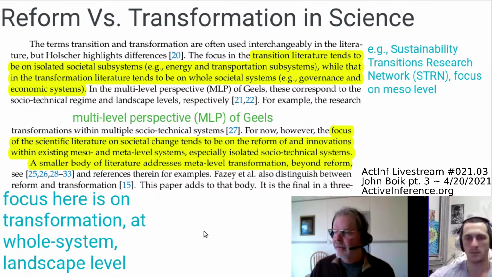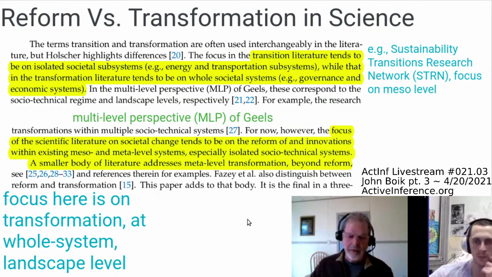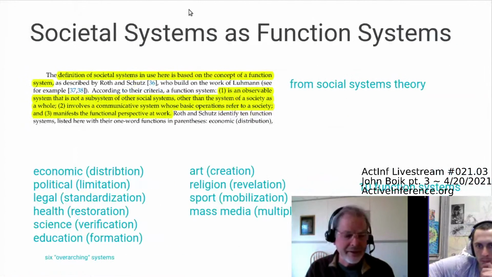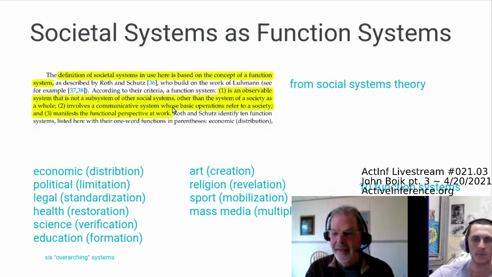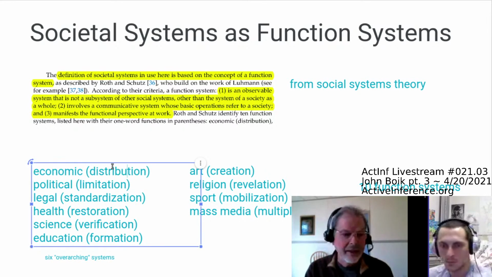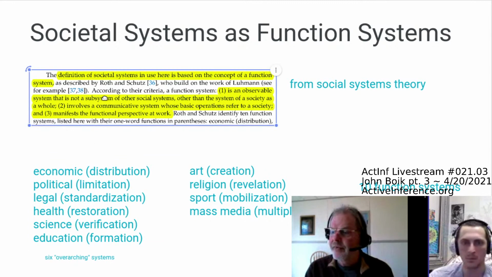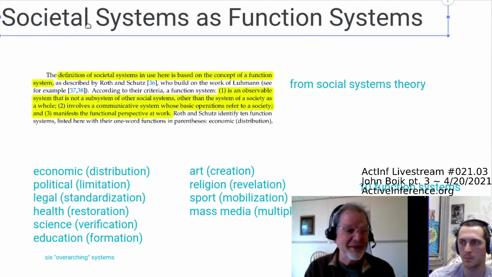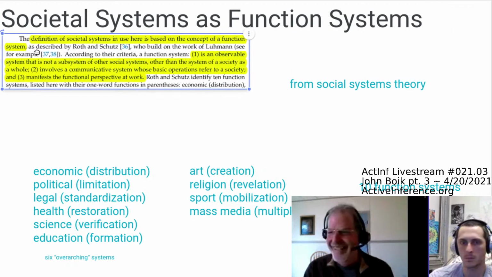And okay, so now we're already in part 3 of the series, and I've listed 6 meta systems, or landscape level systems, that I'm interested in: economic, political, legal, health, science, and education. But in the first few pages of this paper, I finally say what that actually means.